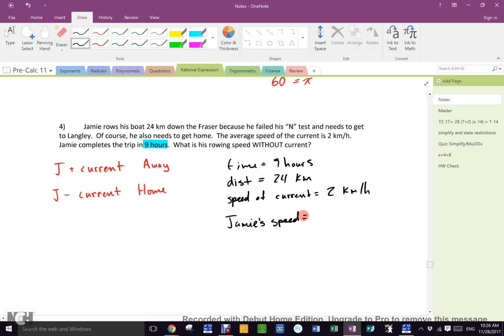So what is the only thing that needs a variable? Jamie's speed. What should I give it? Does it matter? Let's call it S. Everybody cool with that? That's all the information, right?